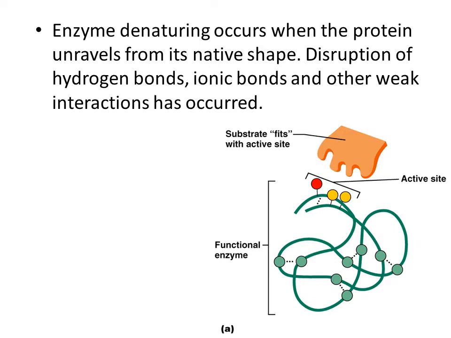What holds the tertiary structure together are these bonds, the hydrogen bonds and the ionic bonds. If the temperature is elevated too high, it can disrupt the hydrogen bonding interaction or the ionic bonding interaction. This will make the globular protein unravel from its 3-dimensional shape to a 2D shape or a primary structure. This means the enzyme will no longer work.